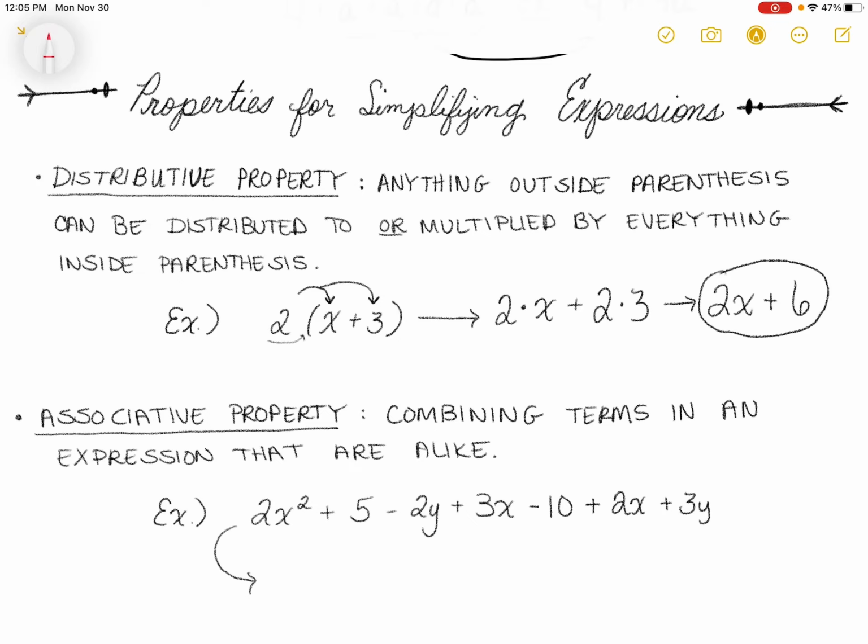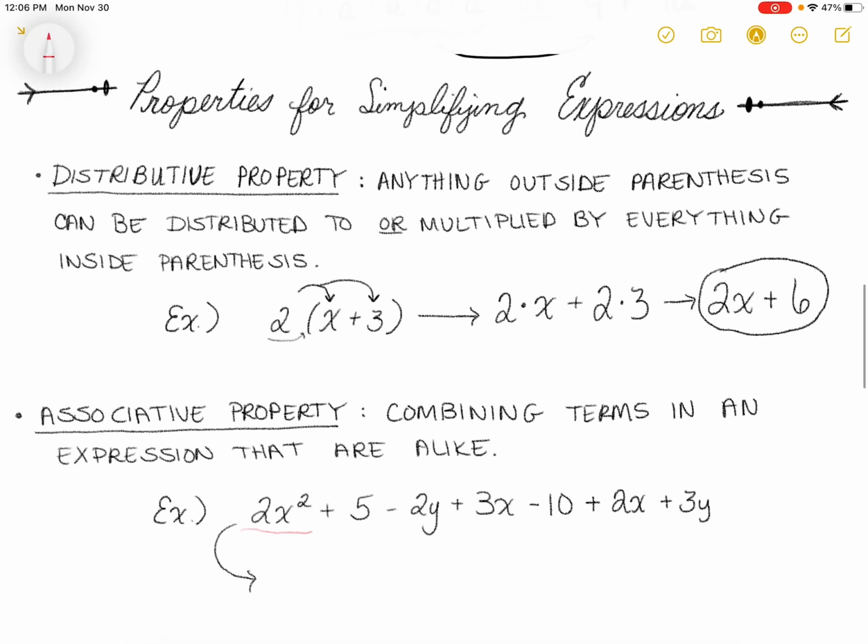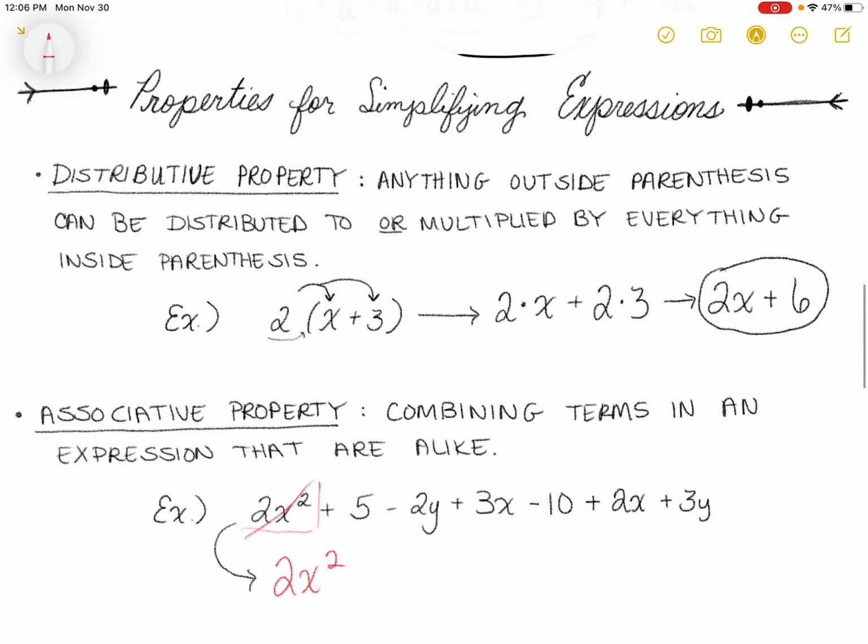So the first term that I come to is 2x squared. I go through my expression and notice that there is no other x squared in this expression. So there's nothing I can combine with 2x squared. The next one that I come to is the constant of positive 5. Notice I put a square around my constant. Now going through my expression, I come to another constant of negative 10. So these are 2 like terms that can be combined.